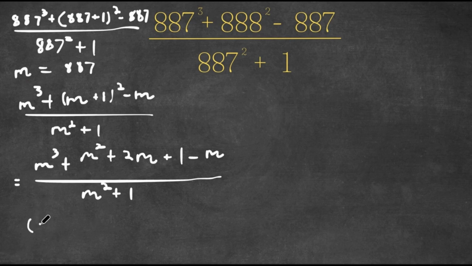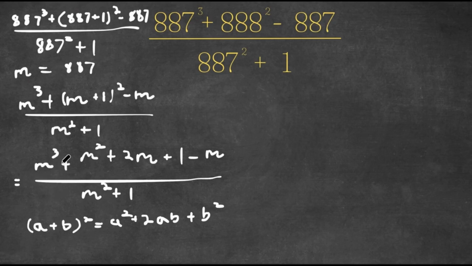Now, if we have something in the form a plus b squared, this is equal to a squared plus 2ab plus b squared. So now, as you can see, we have m to the power 3 plus m squared plus 2m plus 1 minus m.